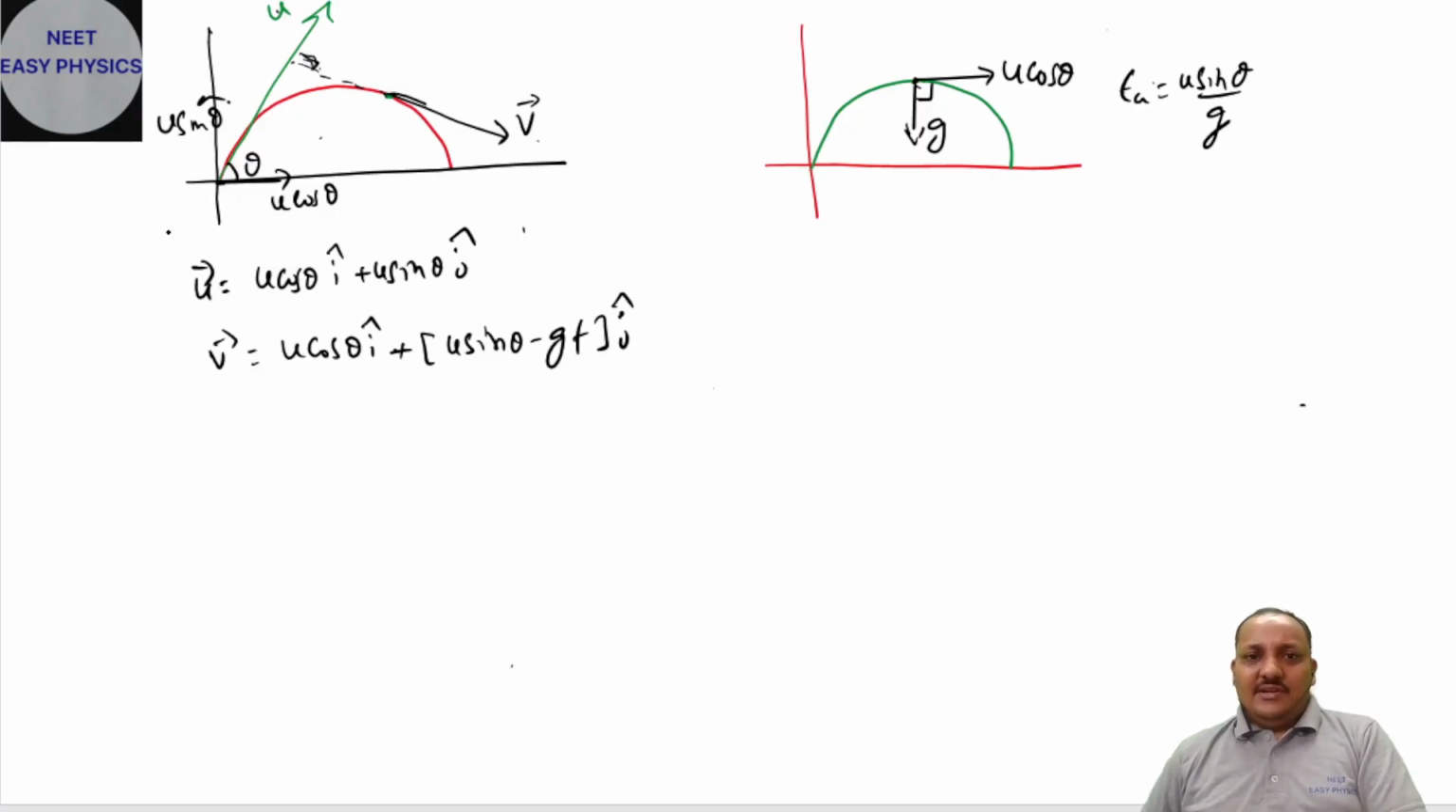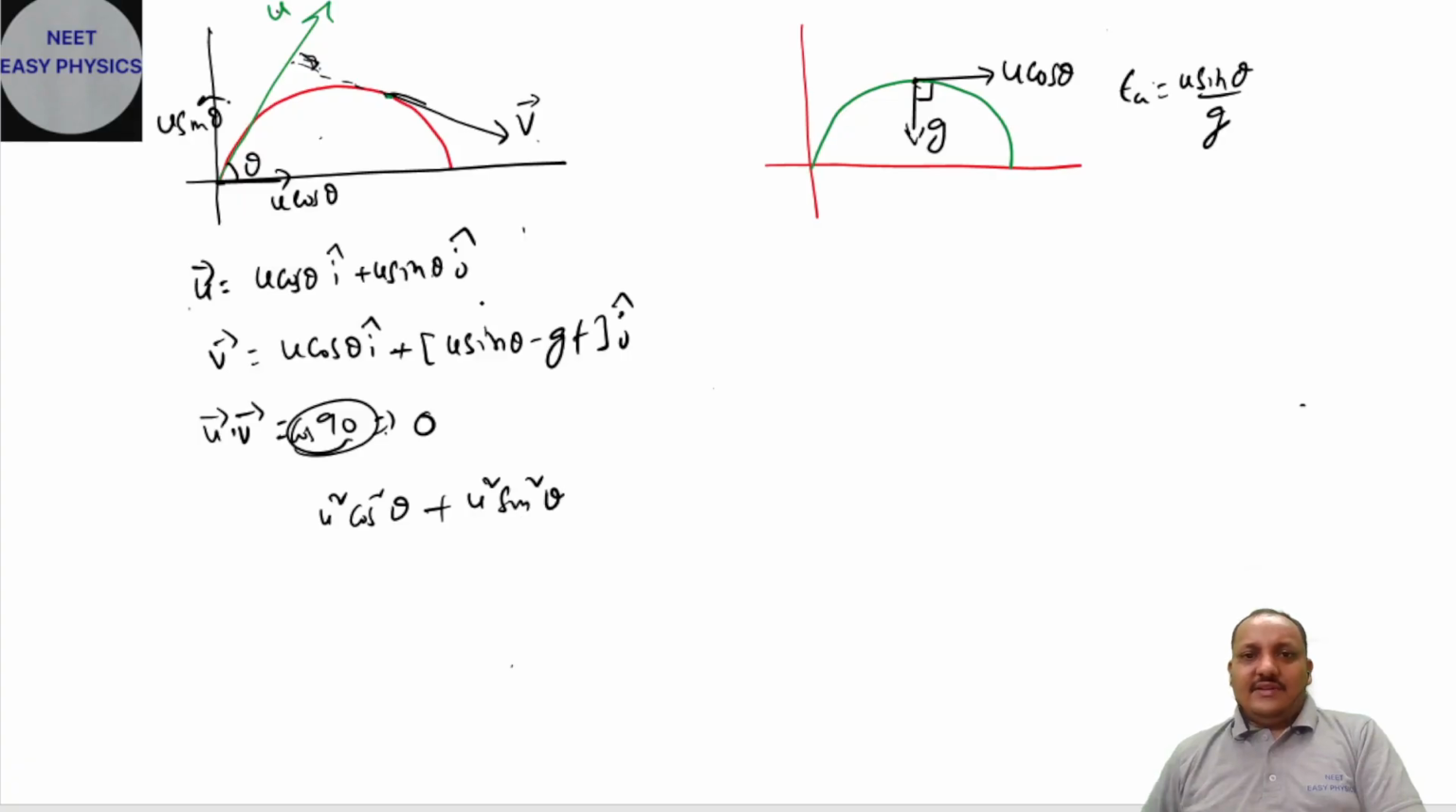If it is going to be perpendicular, means what is u bar dot v bar? U bar dot v bar should be equal to uv cos 90, because the angle between these two is 90, therefore cos 90 is 0. So u bar dot v bar should be equal to 0. Now you can apply dot product: u cos theta into u cos theta, so u square cos square theta. U sin theta into u sin theta minus gt equal to 0. Correct?